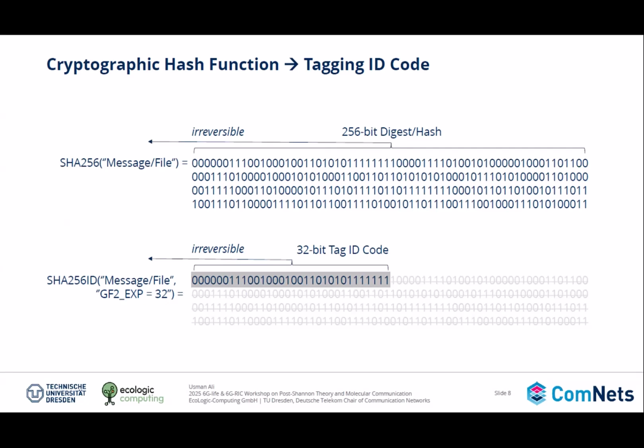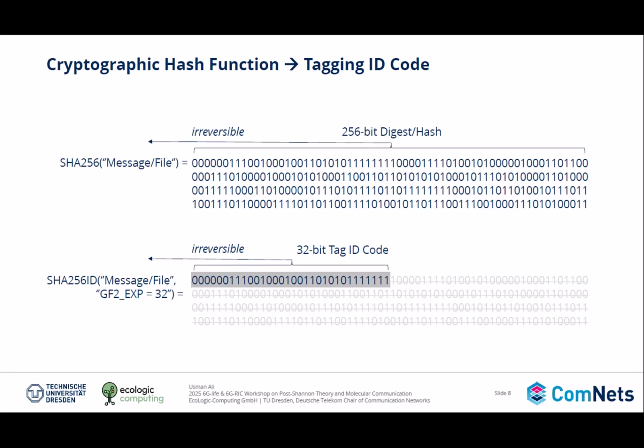Now let's assume we have this function and we want to convert it into an ID code. We have some message, in the same way as with SHA-256, but we now also consider what the Galois field size is. If it's the exponent 2 to the power 32, then we get a 32-bit part of this code. When I present the results later today, they will be based on this concept. If you have a bigger Galois field size of 2 to the power 64, then you take the first 64 bits, and that will be your hash.